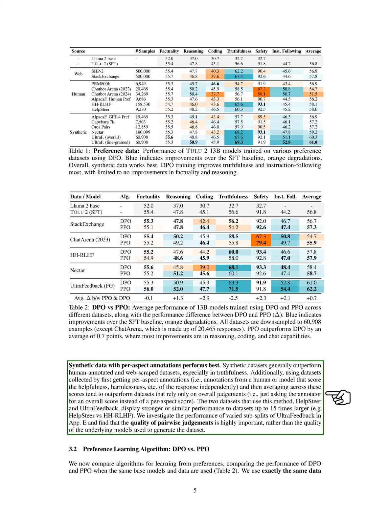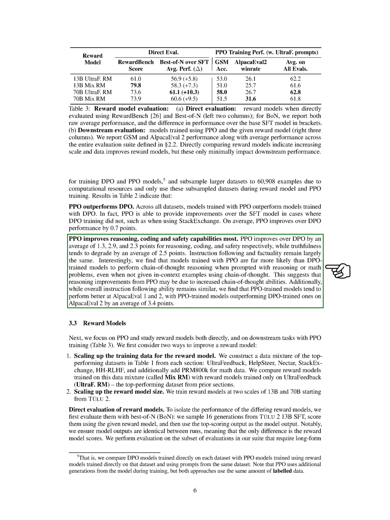Moving on to the preference learning algorithm comparison between DPO and PPO, we find that PPO enhances reasoning, coding, and safety capabilities more than DPO. Models trained with PPO show improved chain of thought reasoning abilities, even without specific examples. Additionally, PPO-trained models tend to excel in certain evaluations like AlpacaEval compared to DPO-trained models. When studying reward models, we explore ways to enhance them, such as scaling up training data and increasing model size.